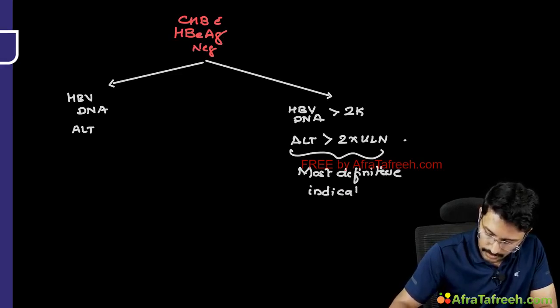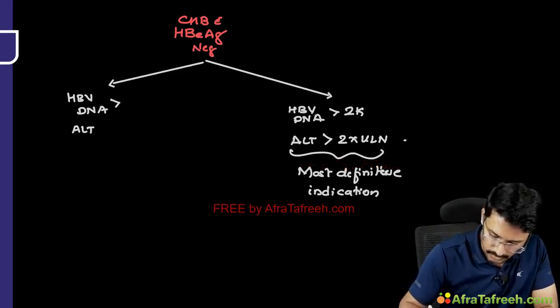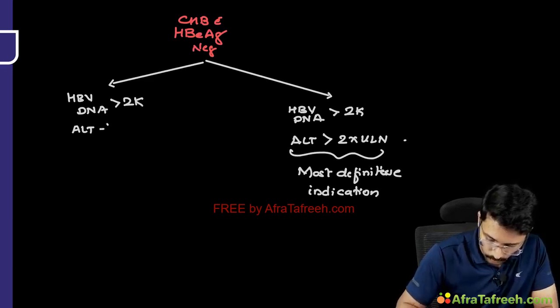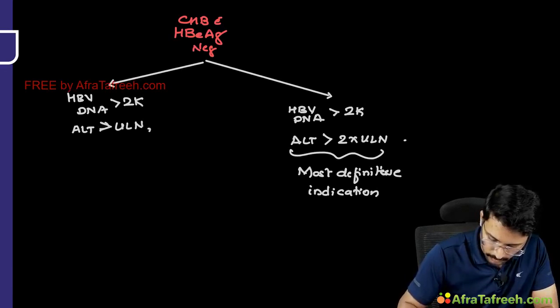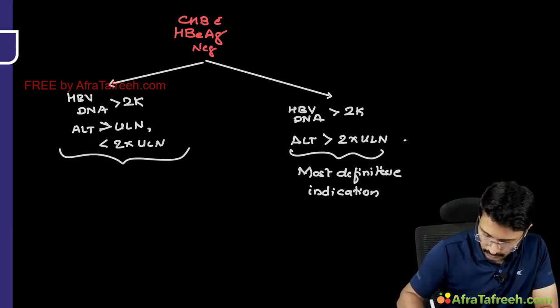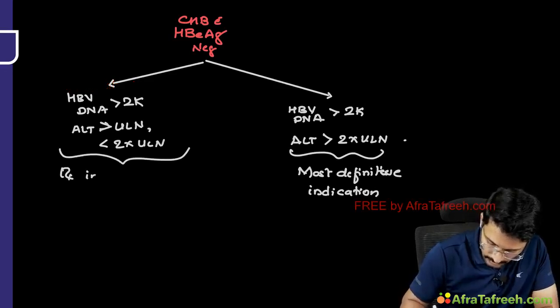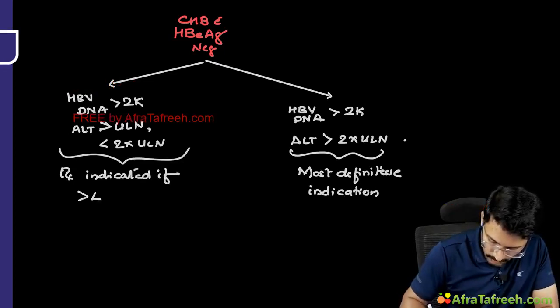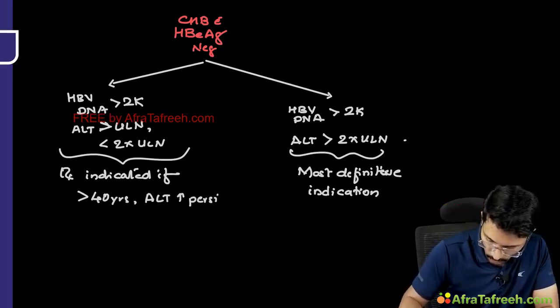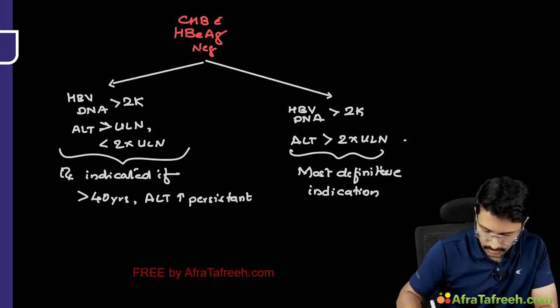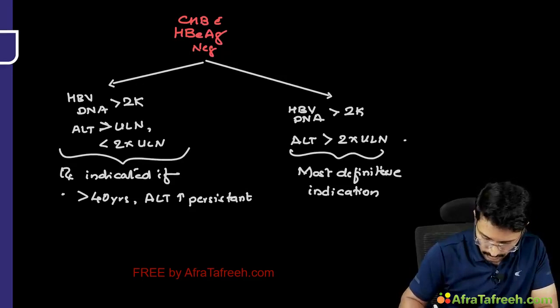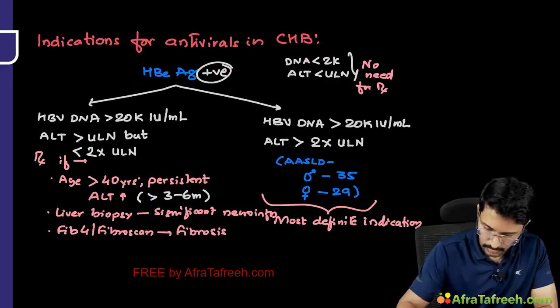On the other hand, if the HBV DNA is more than 2K, but your ALT is more than the upper limit of normal but less than 2 times the upper limit of normal, for these patients treatment is indicated if the age of the individual is more than 40 years and ALT elevation is persistent for 3 to 6 months. That is one indication. So these indications are very similar to what I have written here.